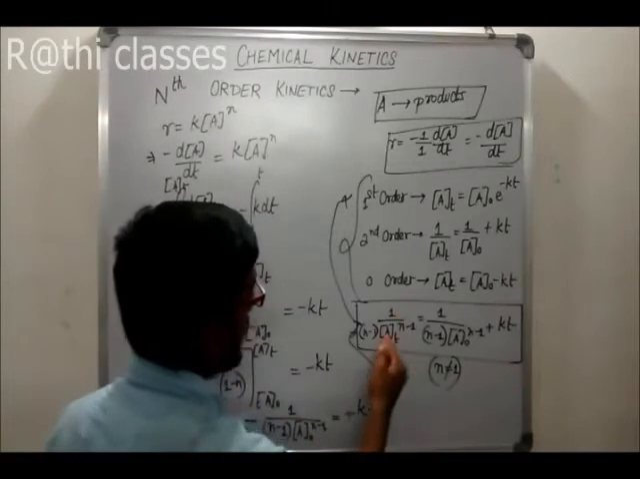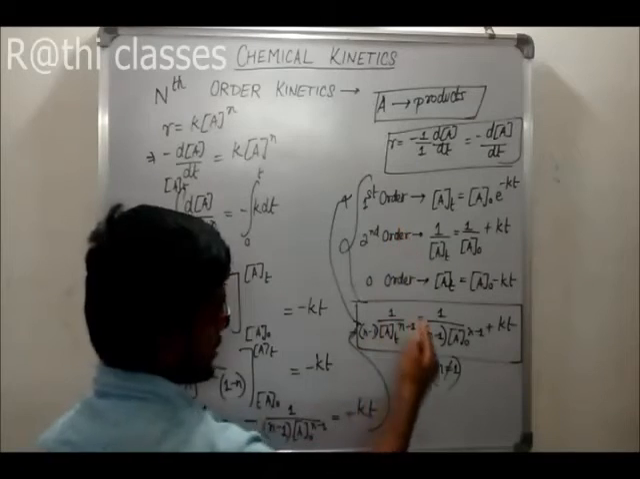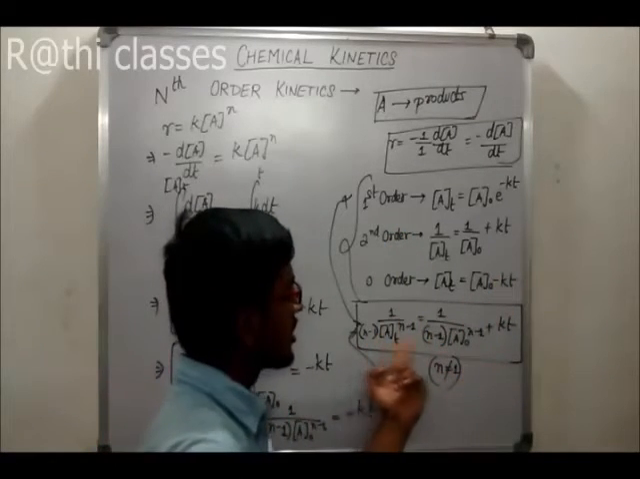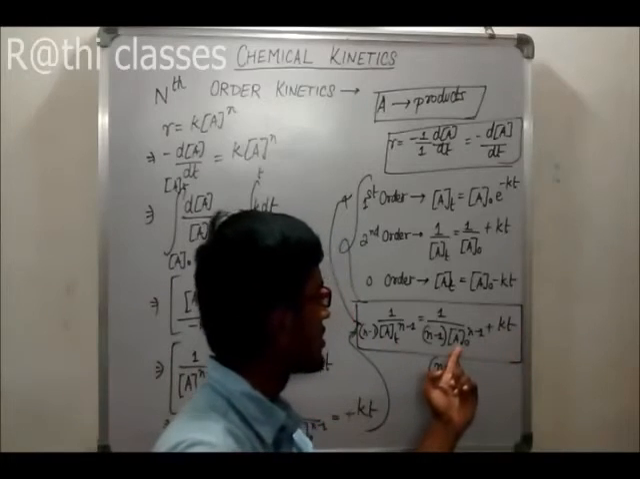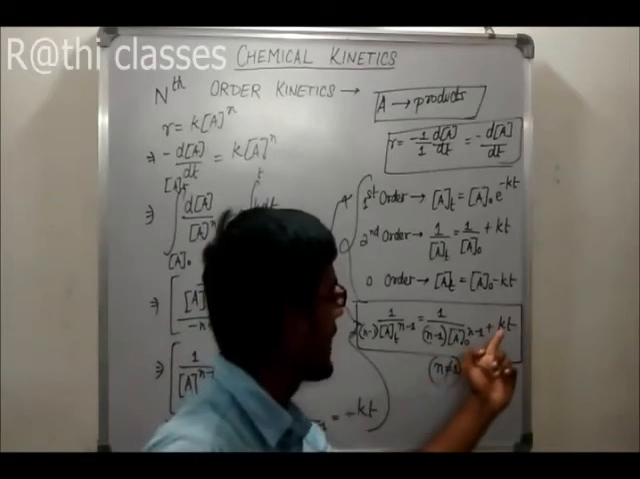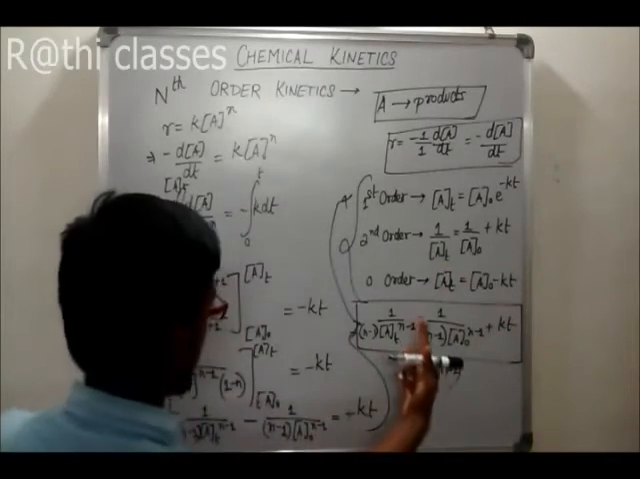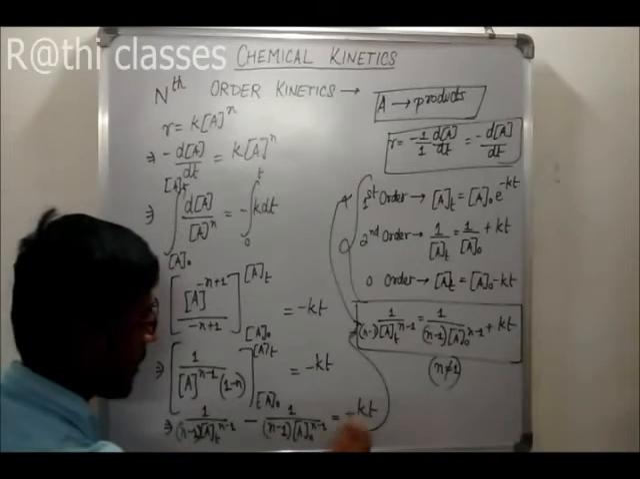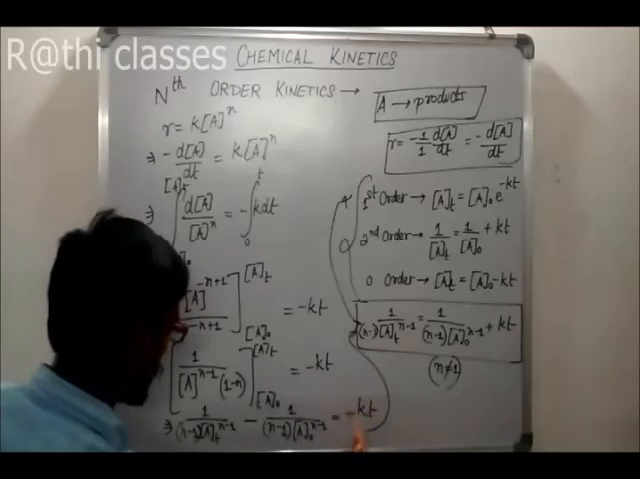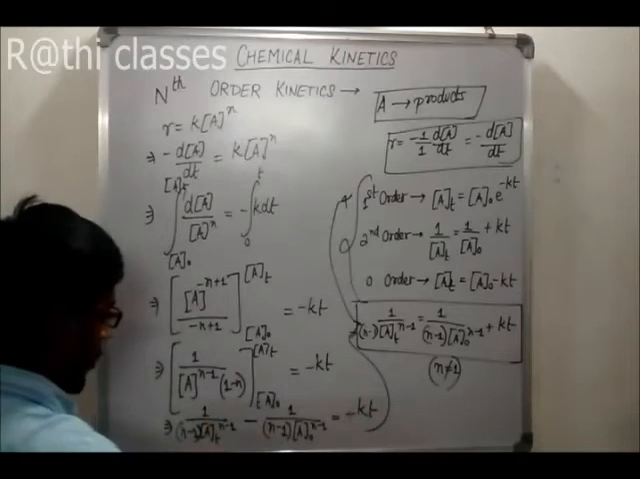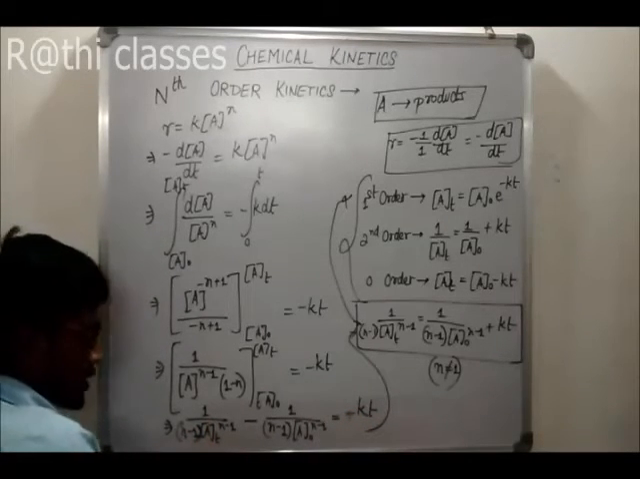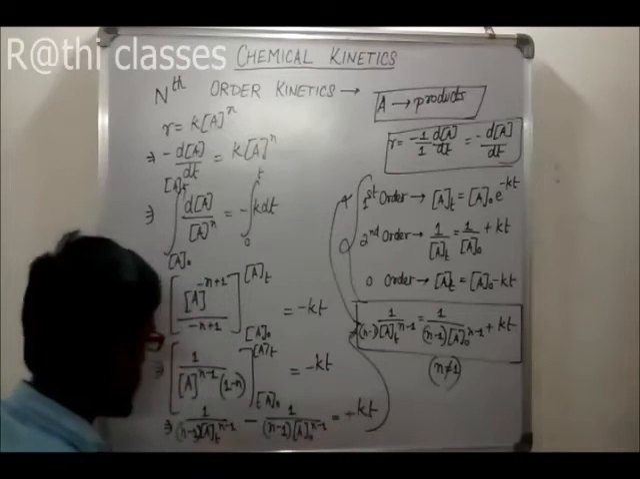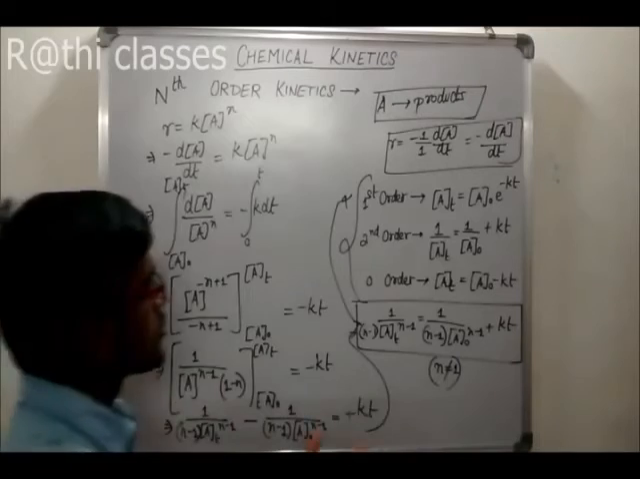It's 1 upon (n minus 1) into A_t to the power n minus 1 is equal to 1 upon (n minus 1) A naught to the power n minus 1 plus kt, where A_t is the concentration at time t, and A naught is the initial concentration at time t equal to 0, k is the rate constant of the reaction, and n is the order of the reaction, right? We took a minus sign common here, we converted it into plus, and took a minus common here and converted 1 minus n into n minus 1 to make things similar, right? So this was the general expression.